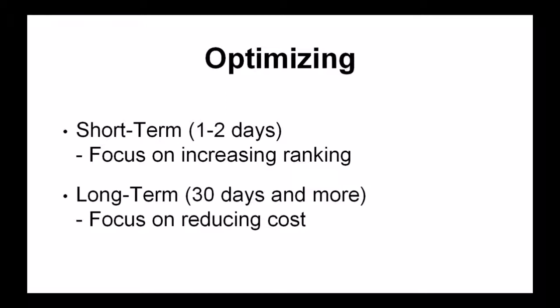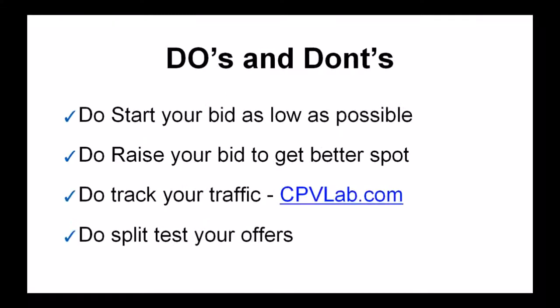Keep in mind that sometimes it's better to be the second or third place. Yeah, you'll get lower volume but cheaper traffic. Long-term, on the other hand, is when you do a campaign for 30 days or more. And here you have to look at the cost, not the ranking, so you have to reduce your cost. That's the difference between them, and sometimes you have to choose short-term, while on another campaign you have to go for the long-term. Lastly, I'm going to teach you what you should and shouldn't do if you're doing PPV marketing.